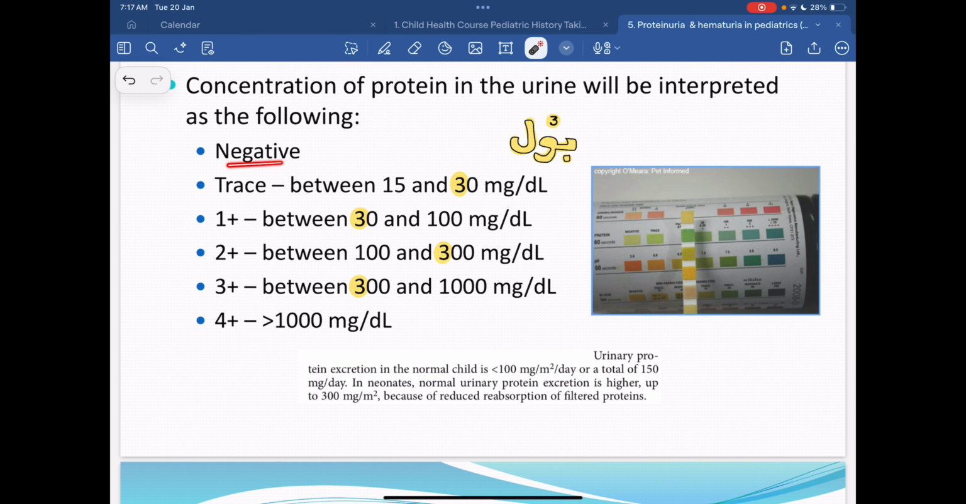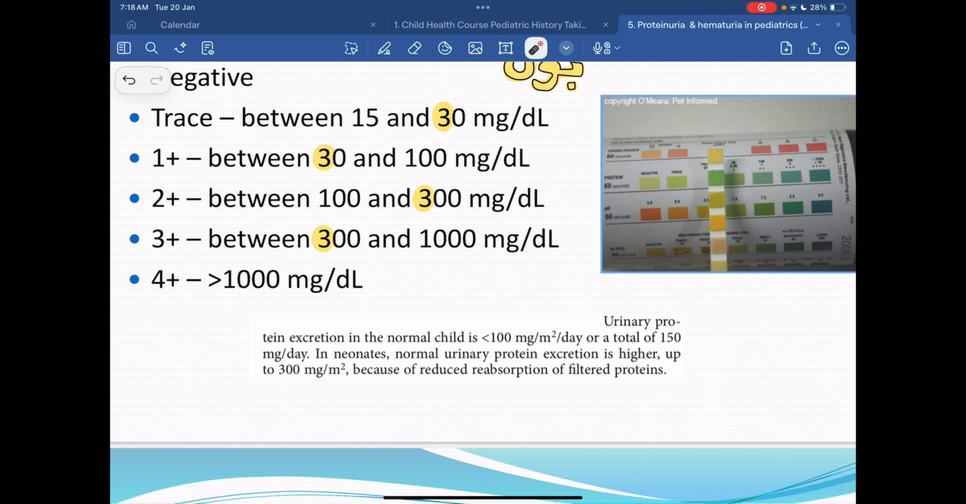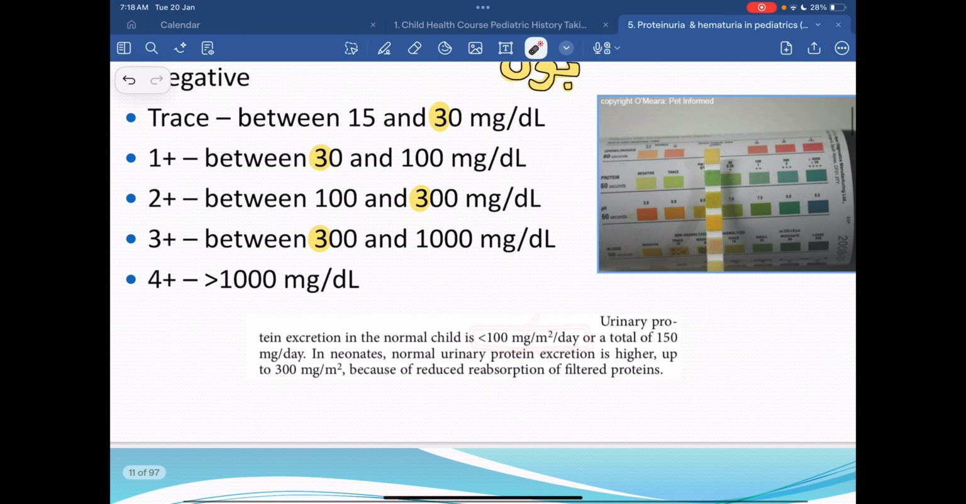طيب عندنا نيجاتيف ما في. 3 هو البيس حقنا. فلما نقول +1 على طول فكروا 3 أول خانة. طيب وإذا قلنا trace يعني أقل من الواحد يعني شوية منه فناخذ نص. فنصه هنا نص 30 15. ف we are perfectionists, we medical students نبغى يصير كامل. ف 30 إلى 100 هذا +1، +2 نكمل من 100، بعدين نرجع حقنا صديقنا رقم 3، 300 +3، 300 to 1000 and +4 is more than 1000. طيب normal protein excretion in children is less than 100 milligrams per meter square per day. هذا بيفيدنا بعدين للنفروتيك syndrome actually.